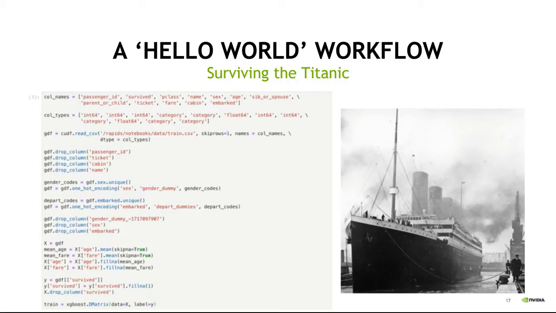After creating lists that describe the column names and the data types of those columns, I can use the read CSV function in cuDF to generate a GPU data frame. The next thing I do in this simple workflow is drop 4 variables from the original data set I don't think I'll need. Next, using the one-hot encoding function, I add some dummy variables to my data frame for gender and for the ports where passengers boarded the ship.